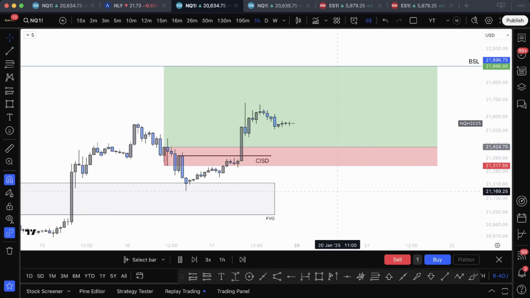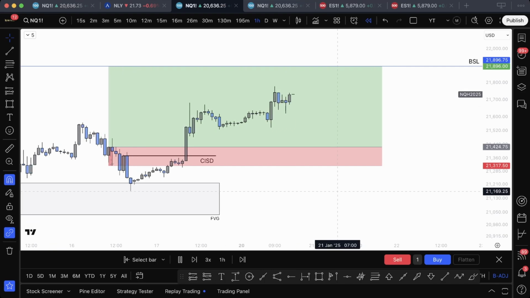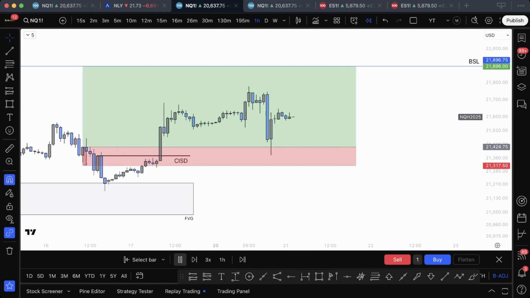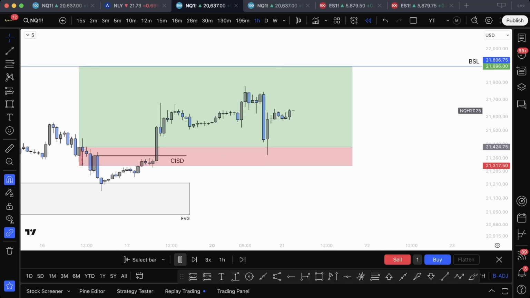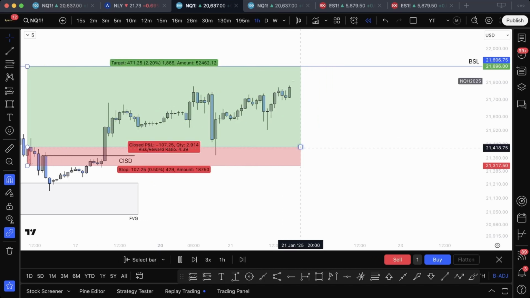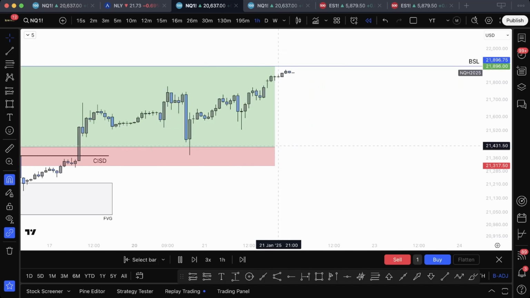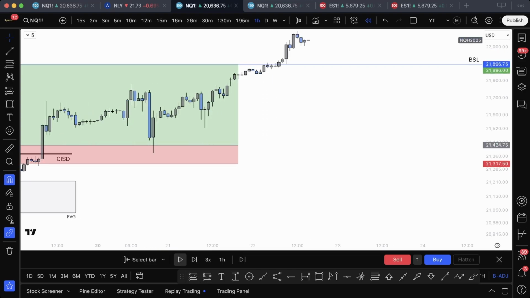Remember, you want price to come back to you, come back to your entry. You never want to just chase price. It's not worth it. And just like that, notice where we get tagged in. We get tagged in at the inverse equilibrium block here. Now let's see if price wants to go up and take out our buy side liquidity. And just like that, notice how TP is hit.